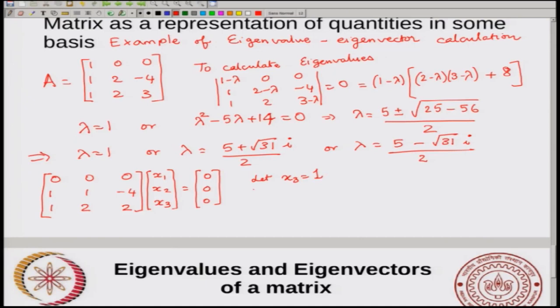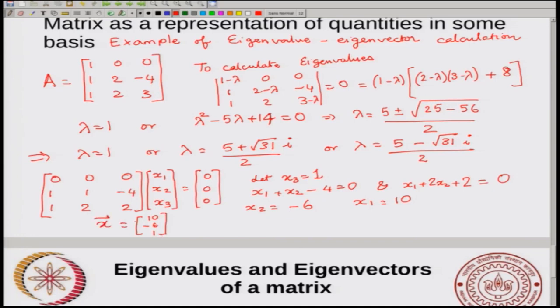Okay, so then what you have is two equations: x1 plus x2 minus 4 equal to 0, and x1 plus 2x2 plus 2 equal to 0. And you can just subtract these equations. So what you will get is x2 equal to minus 6 and x1 equal to 10. So my eigenvector corresponding to this is basically given by 10, minus 6, 1. So this is my eigenvector.